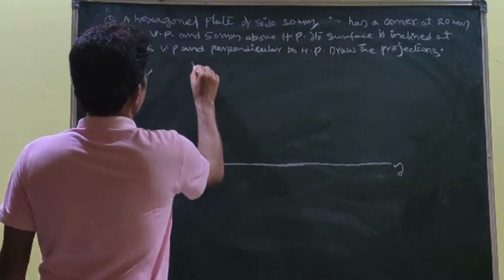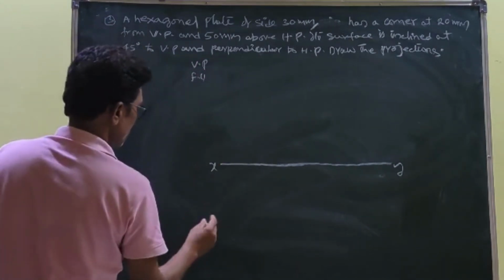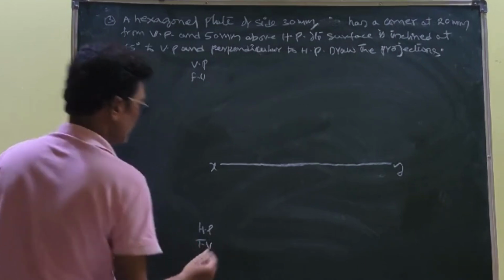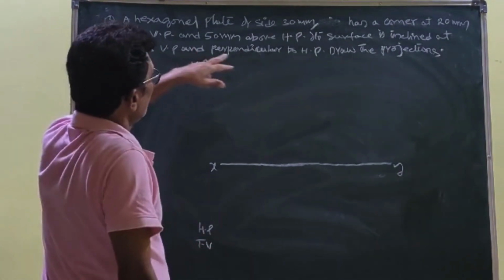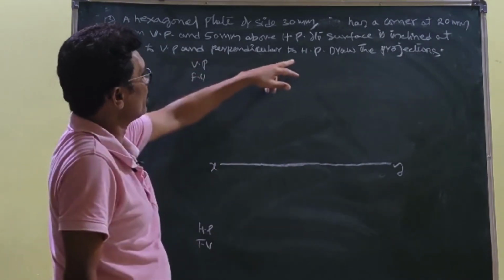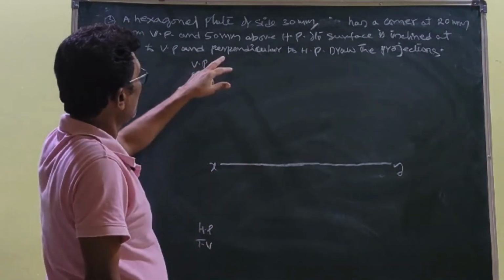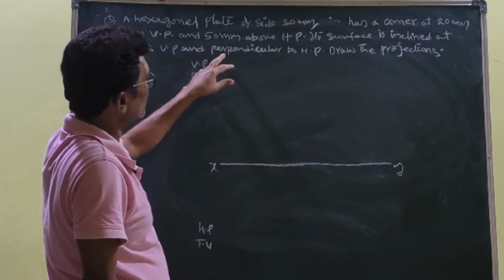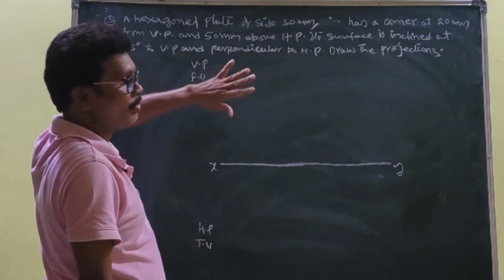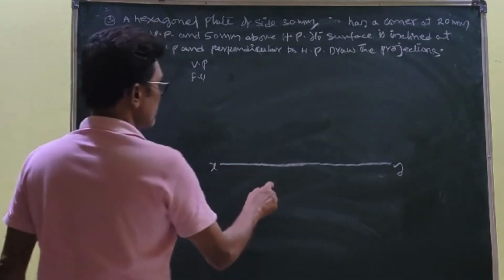Understand that the vertical plane gives the front view and the horizontal plane gives the top view. Its surface is inclined 45 degrees to VP and perpendicular to HP. It is making an angle with VP, but it is perpendicular to HP. First we have to draw this diagram in the initial position, parallel to VP.